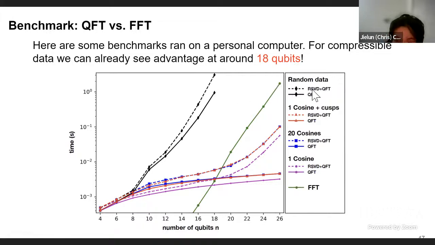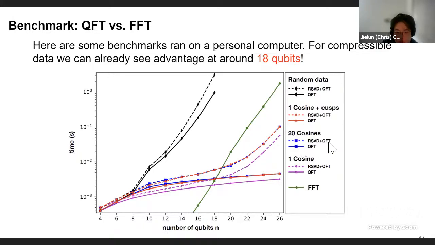And here, the black line is some randomly generated data, and we compare two cases: we start with a vector, convert it into an MPS and apply the Quantum Fourier Transform MPO on it, as well as starting with an MPS already and just applying the QFT MPO on it. As we can see, if it's random data, we don't have an advantage at all, because we expect the MPS to have an exponentially large bond dimension.